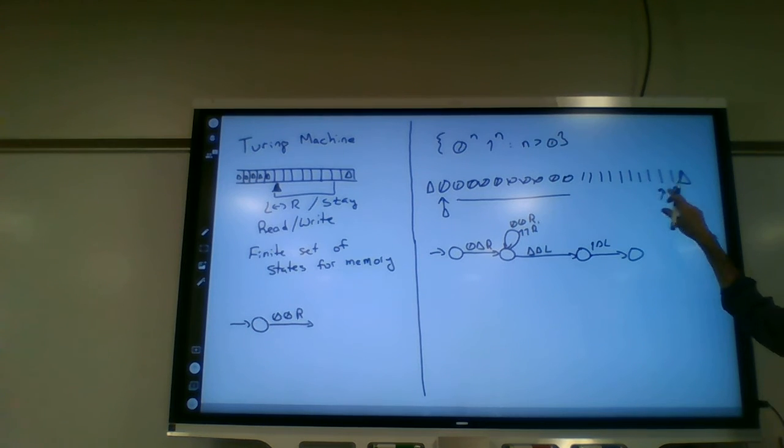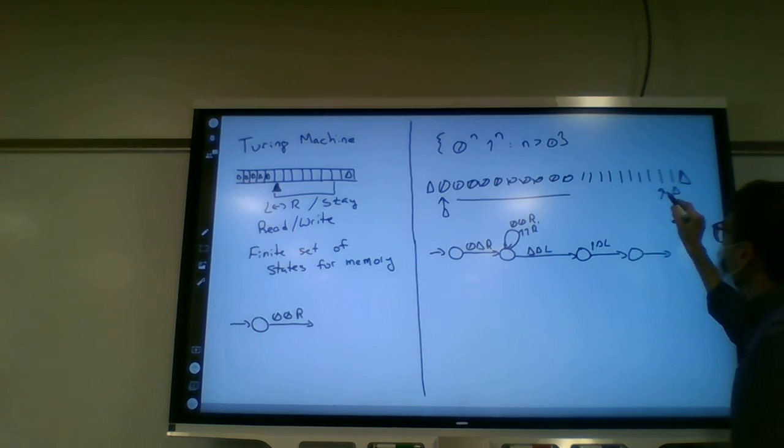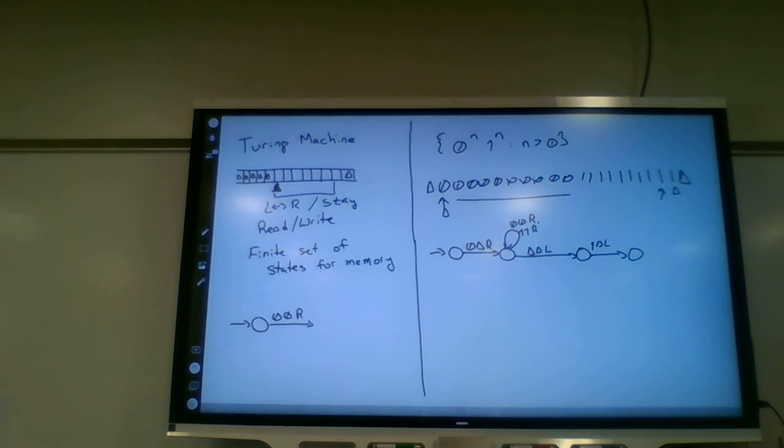Now we're sitting here. Read a 1, write a 1, move to the left. Let's see. At this point, let's write this right now as the complete going back to the beginning. So move it all the way back to the beginning and start over. So what have we done?